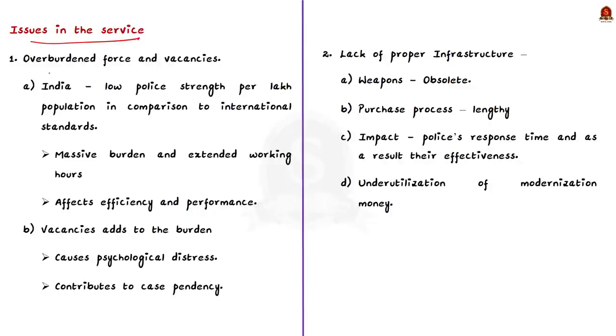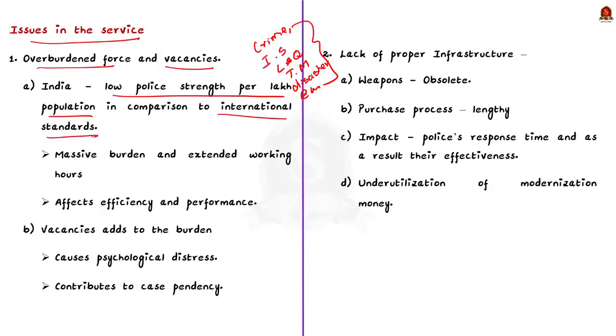First in the list is the excessive burden and vacancies in the police department. See, police officers perform a variety of tasks including crime prevention and crime response, internal security, law and order and various other responsibilities like traffic management, disaster rescue and removal of encroachment, etc. Apart from this, each police officer is also responsible for a huge group of people. See, India has a low police strength per lakh population in comparison to international standards. India's sanctioned strength is 181 police per lakh people compared to UN suggested standard of 222 police per lakh people.